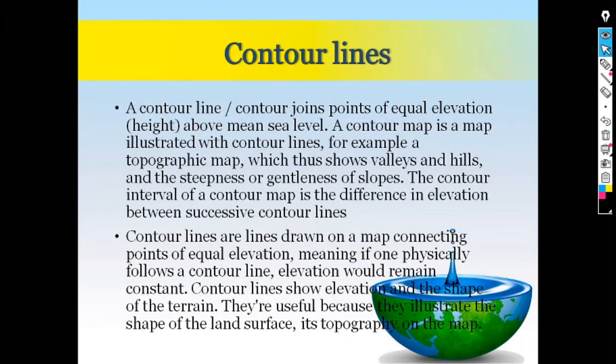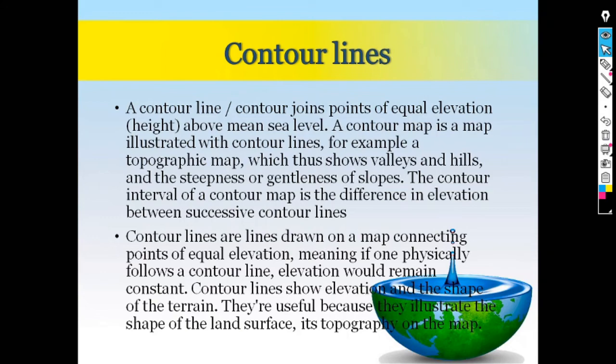Contour lines. A contour line joins points of equal elevation above mean sea level. A contour map is a map illustrated with contour lines, for example a topographic map, which shows valleys and hills and the steepness or gentleness of slopes. The contour interval of a contour map is the difference in elevation between successive contour lines.